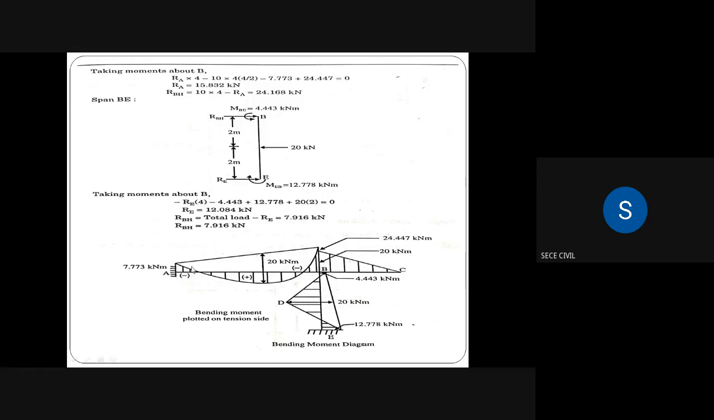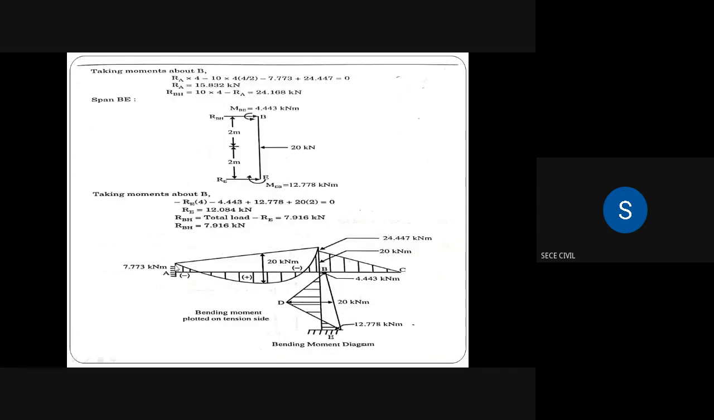So we are getting MAB as minus 7.773 kilonewton meter. It is a negative value only, so we can put it above the baseline. MAB is minus 7.773, so it is above the baseline.